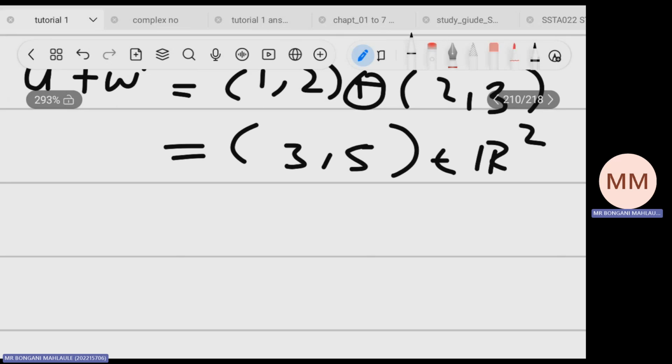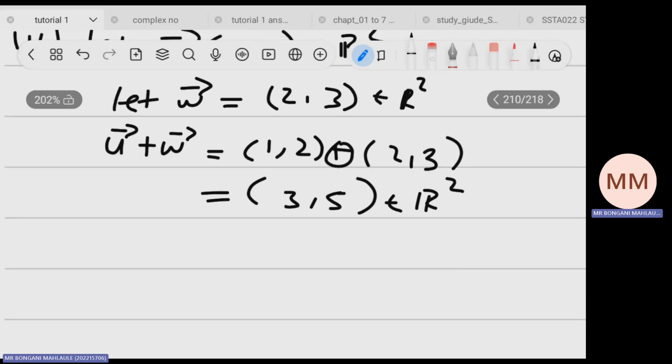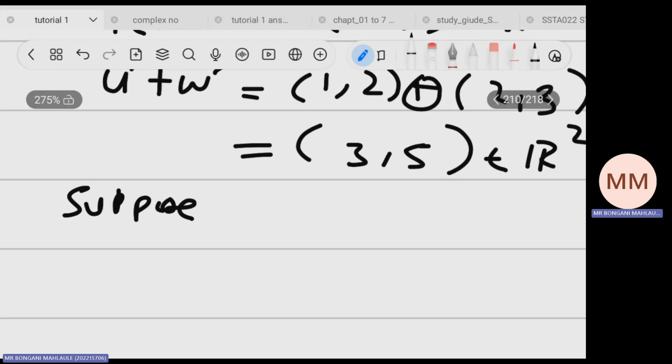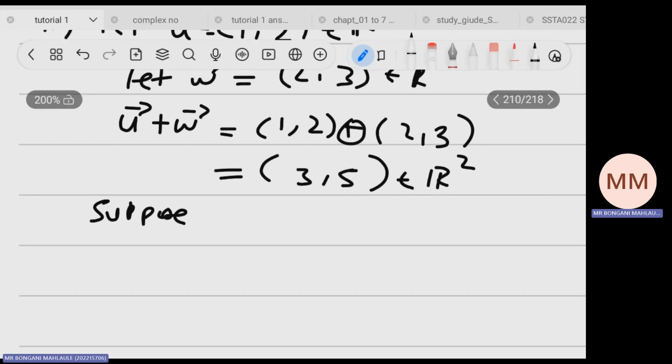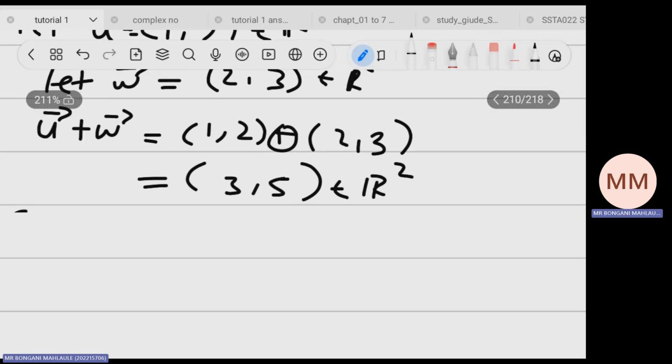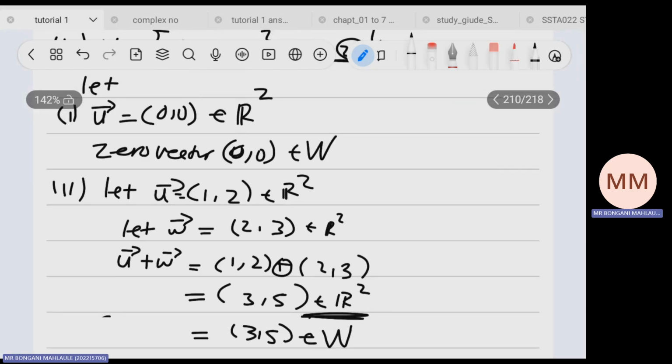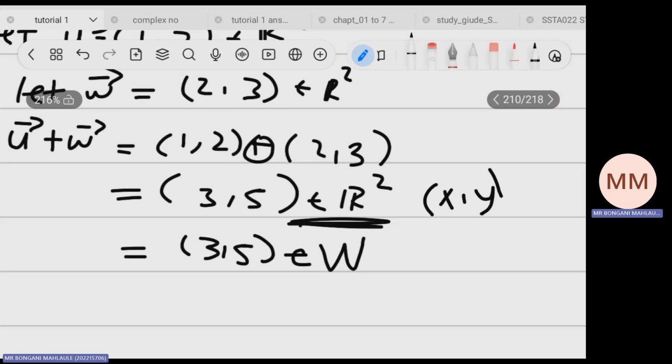And suppose I take vector, I want to check, let's also check okay, we are not proving a vector space, remember that. So this is an element. If we check, 3 and 5 is still an element in W. Why? Because this is an element of two variables, x and y.